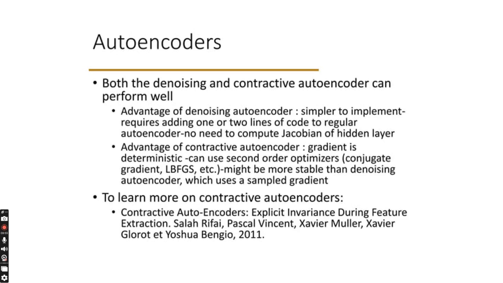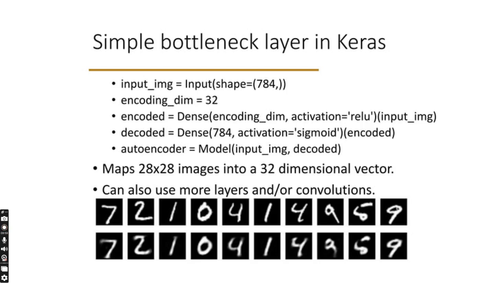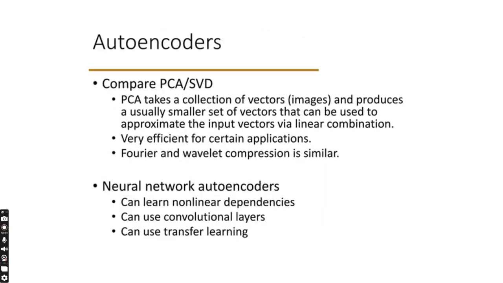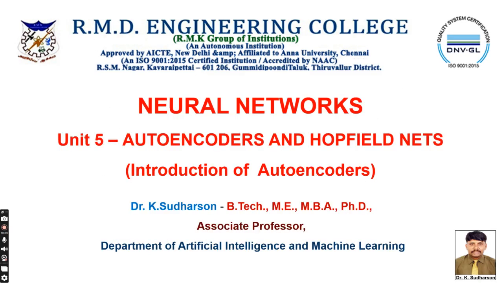That's all. After this, we have learned the basics of autoencoders. In the next class, we will go deeper into autoencoders, and see how PCA, principal components, is transferred into an autoencoder, PCA to autoencoder. We'll see that in the next class. So thank you.